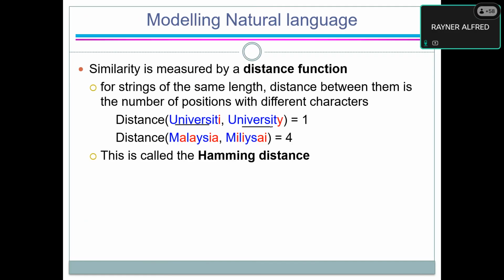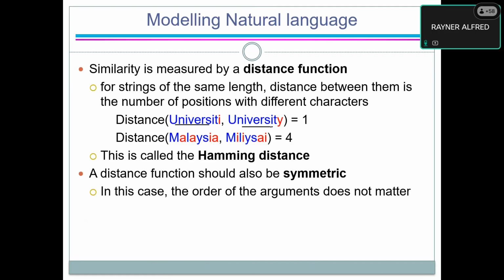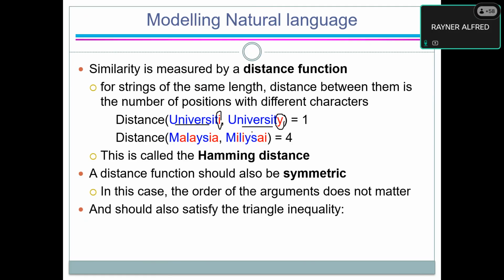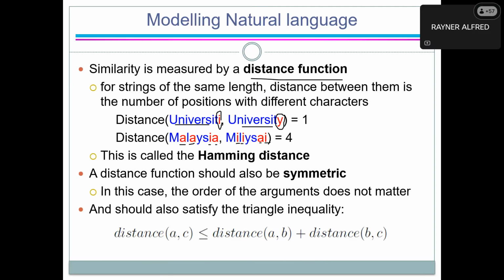Okay, for the distance function, using the Hamming distance, this is how many symbols we need to change. So for example, this one we have 1 different symbol, and this one is 4. So this is the distance function. We want to see how many characters are misaligned. So this is the Hamming distance.